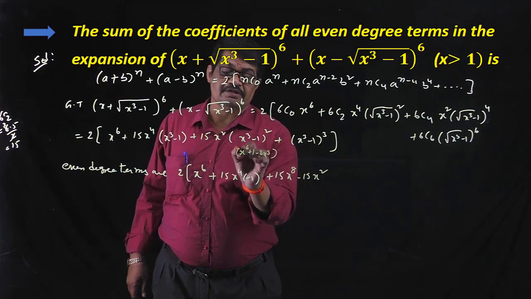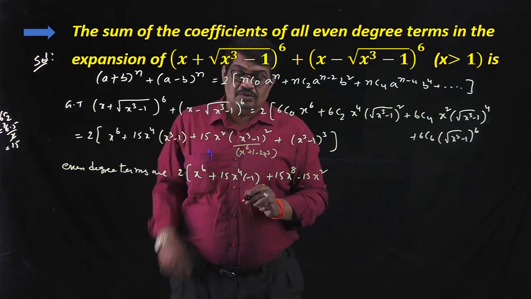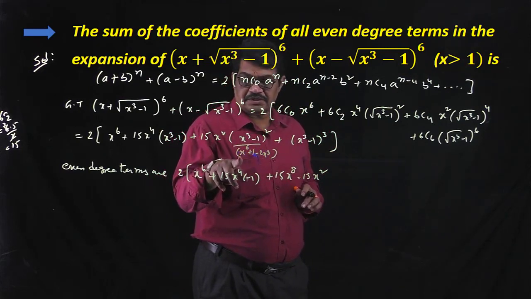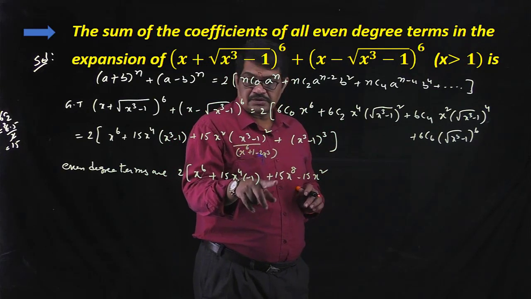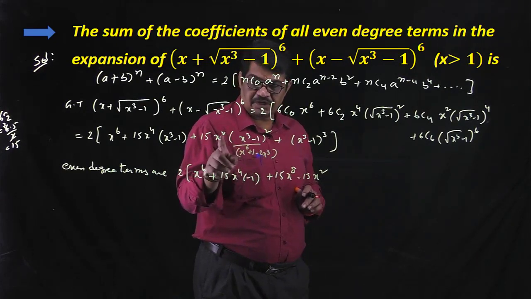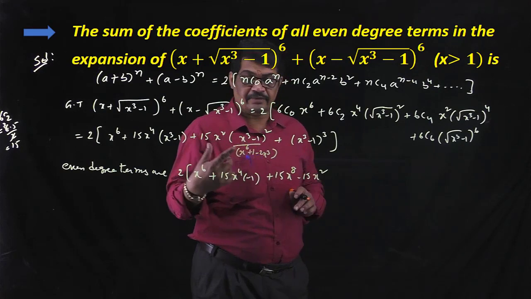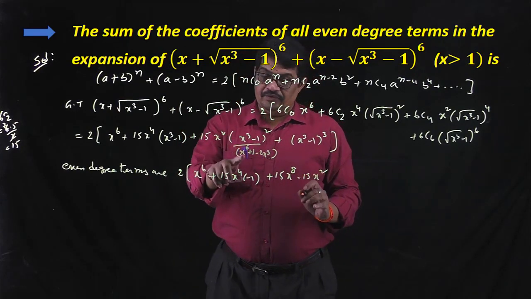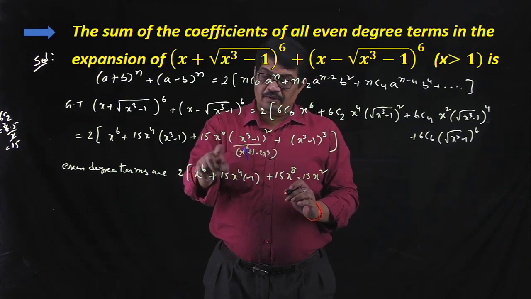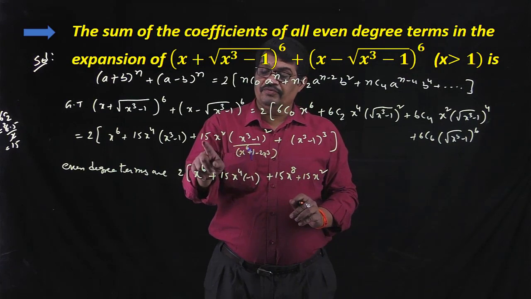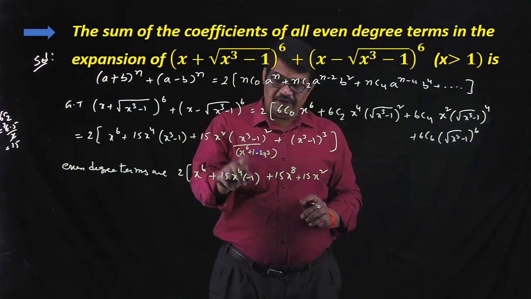This is the expansion of this one. So now we are writing x power 2 into x power 6, that is x power 8, that is 15 x power 8. Next one is 15 x square. Next is x square into x cube, x power 5. So this is the next term here, that is 15 x power 8 plus 1 into 15 x power 2, that is 15 x power 2.